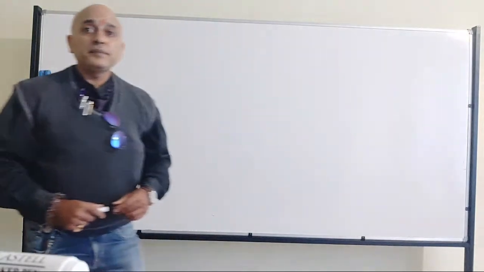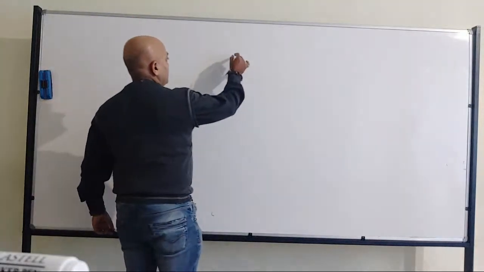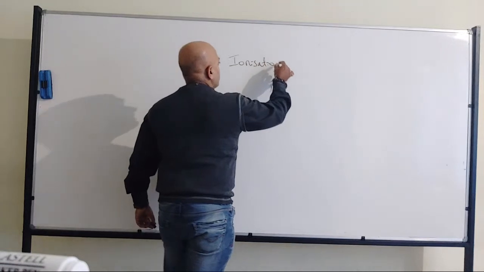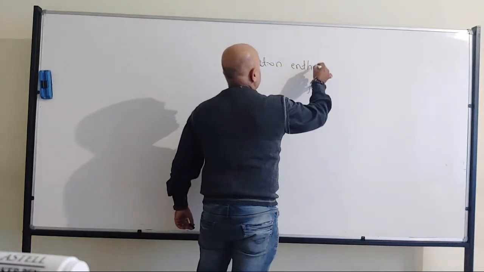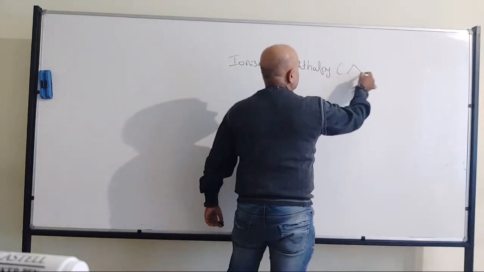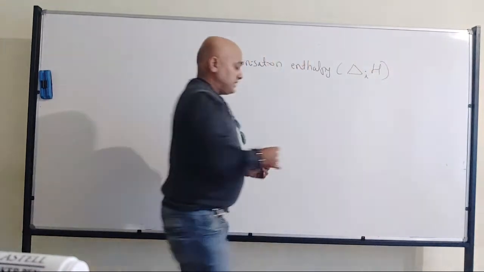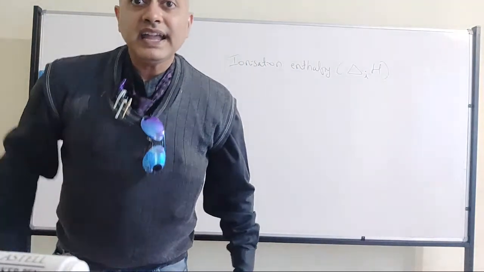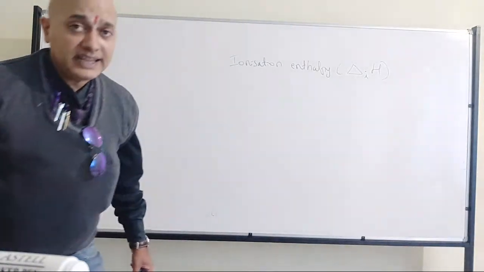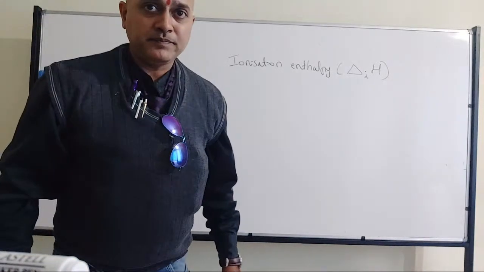enthalpy or ionization energy. So that's where it can be represented as delta IH. Delta EGH is meant for electron gain enthalpy. So this is ionization enthalpy.